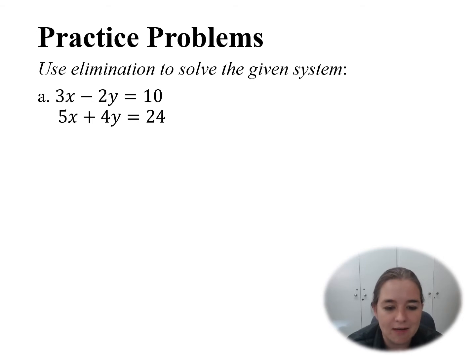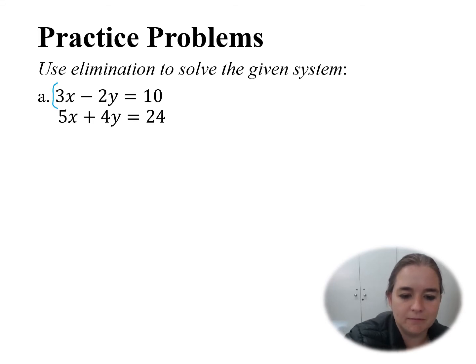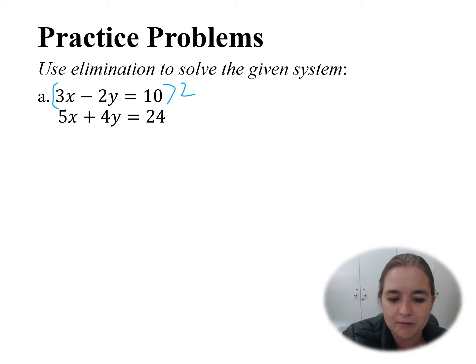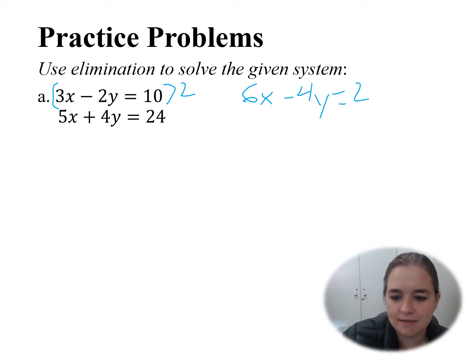If I wanted to cancel out the x's, I'd have to multiply both equations by a number. But what I see here is that my y's are negative in one set and positive in the other, and I can find a common multiple of them. If I take this entire first equation and multiply it by a positive 2, I'm going to get y values that cancel out. 2 times 3x gives me 6x. Minus 2y times 2 is a minus 4y. And then 2 times 10 is 20.